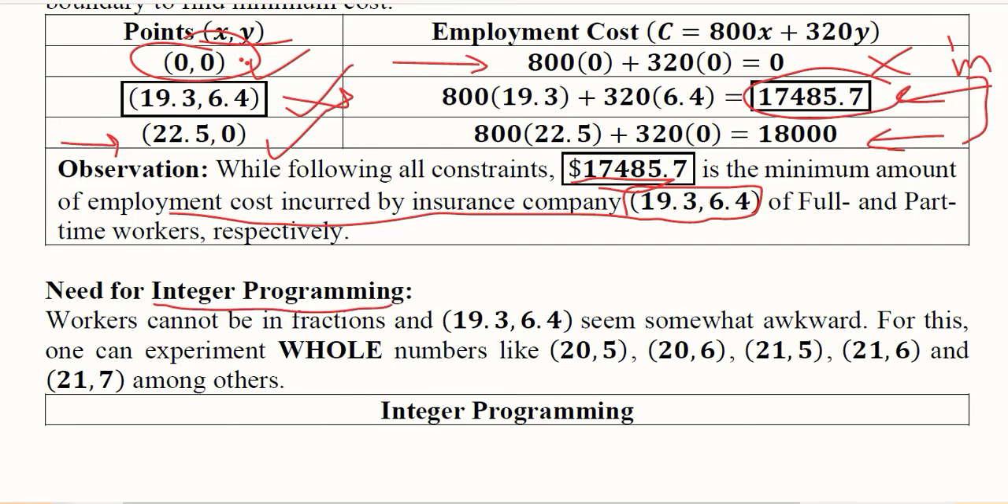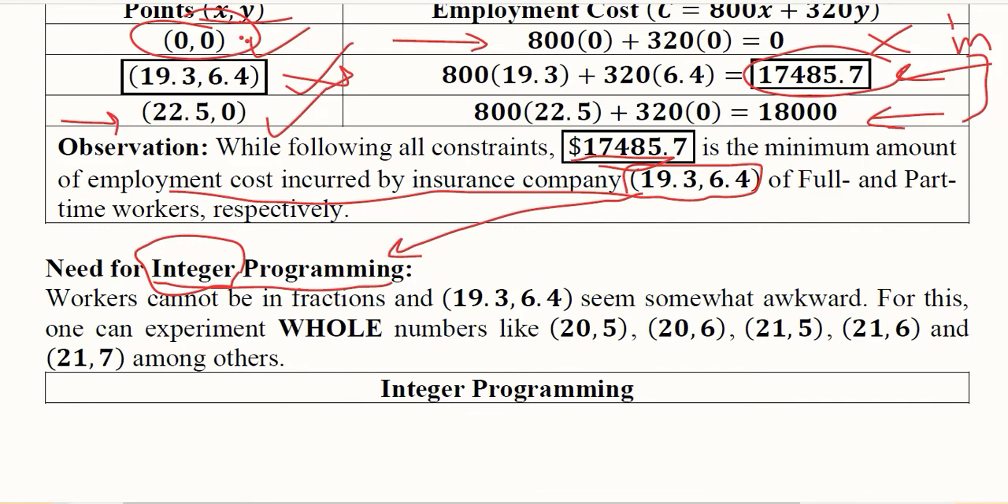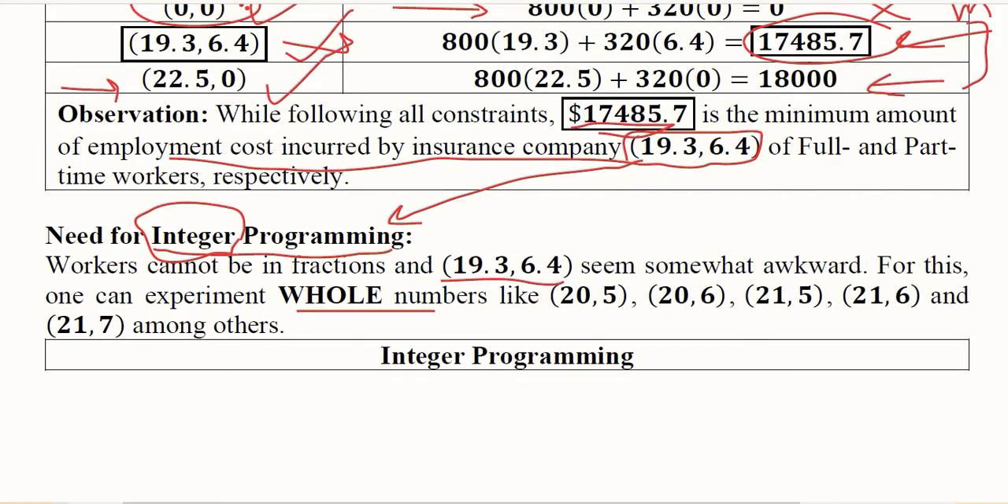Integer programming is basically the conversion of the linear programming results into integers that are meaningful, especially when it comes to human beings or workers. So in order to convert these unacceptable values into acceptable values or whole numbers, we are going to experiment with some other values.